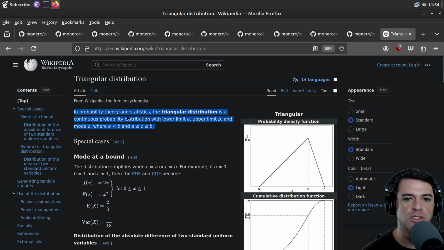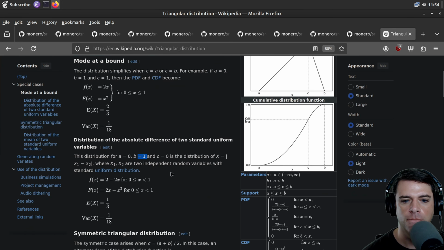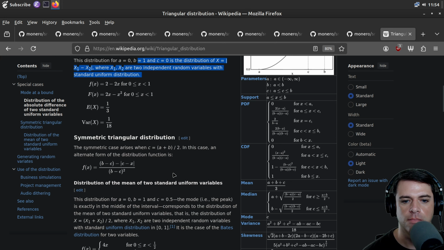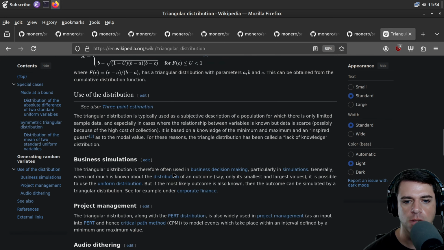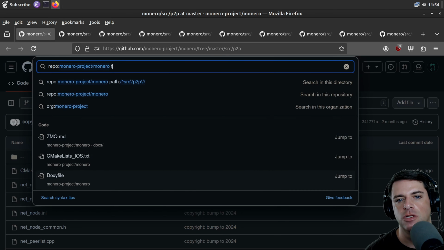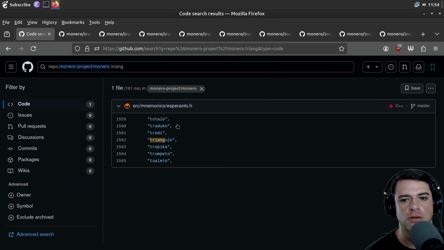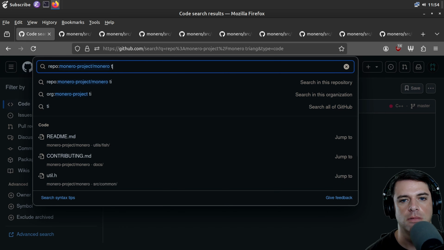The triangular distribution is a continuous probability distribution. Oh, okay. So this is like a hard triangle. Yeah. Okay. So it's its own distribution. Fine. I'm not sure if that's literally what they use. Maybe we can look up triangle. Triangle. So we get other. We have triangulo. About triangle.